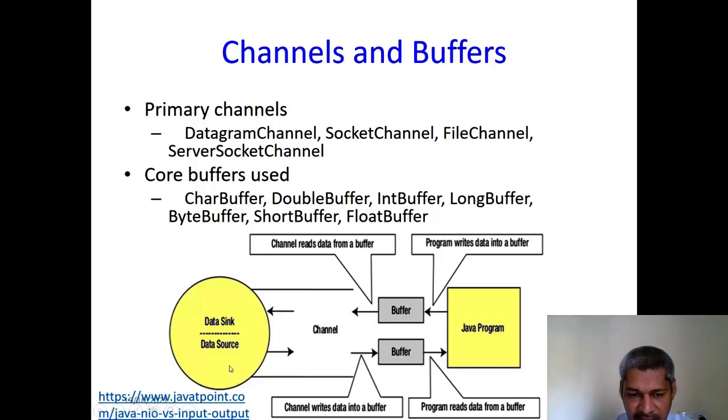Data sink or data source, from where the data is actually stored, and from where it is read as well. So these are the data sink and data source, and you have your Java program which is doing the actual task. So you have these buffers and channels. Whenever, for example, you are trying to write data so that the data is stored in the data sink, the Java program will write the data to a buffer. This is the buffer which is existing here, and the channel reads from this buffer.